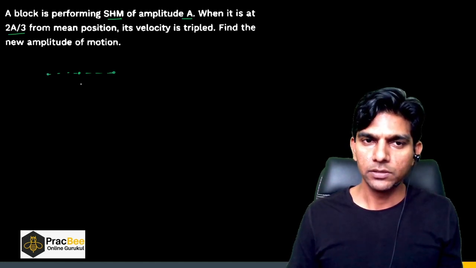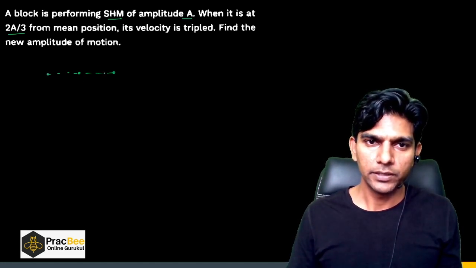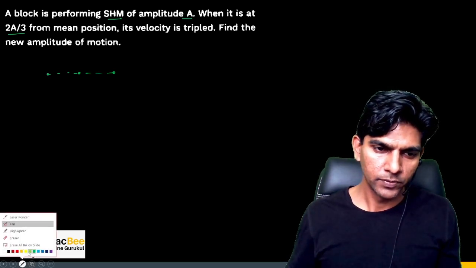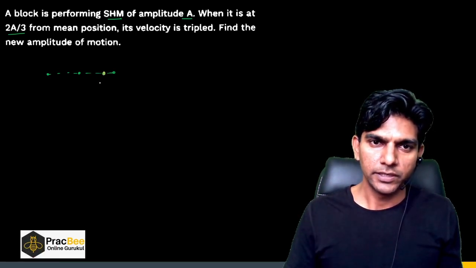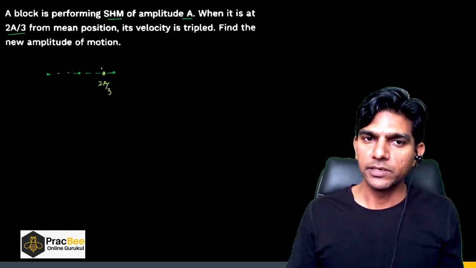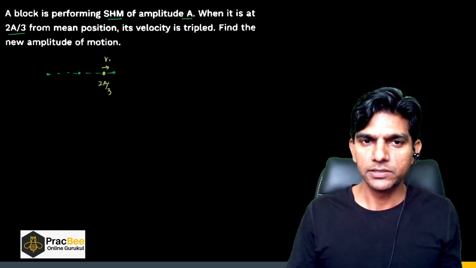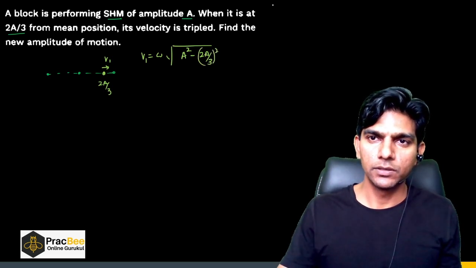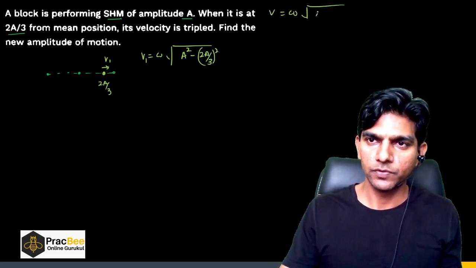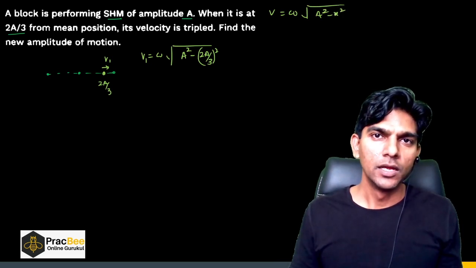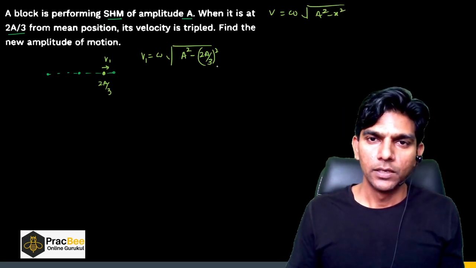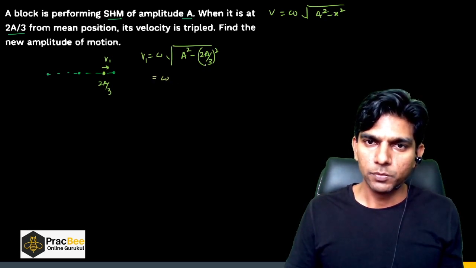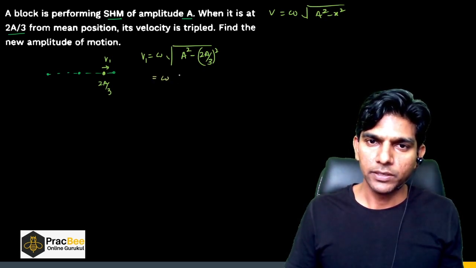So let us say this is the original simple harmonic motion, and when the particle is at a distance, say 2A by 3, first let us find what the velocity is. Let us say this velocity is v1. So v1 will be omega root A square minus (2A by 3) square. I have used this relation, v equals omega times root of A square minus x square, where x is the position of the particle from the mean position. So from here v comes out to be root of 5/9, so this will be root 5 A omega by 3.